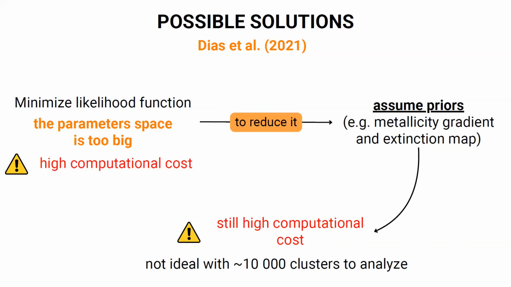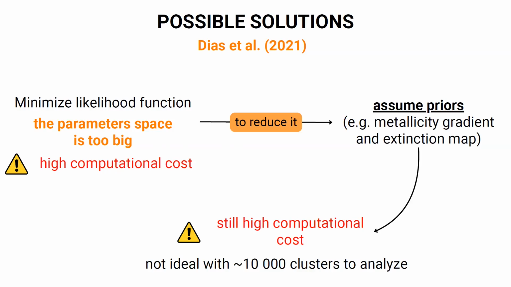The problem is that the estimate that comes out from this analysis, you cannot use for sure metallicity and extinction, because you assume them. So it's not perfect, but still we have a lot of problems with the computational cost of this for 10,000 clusters. So, of course, I'm here to talk with you about machine learning things.